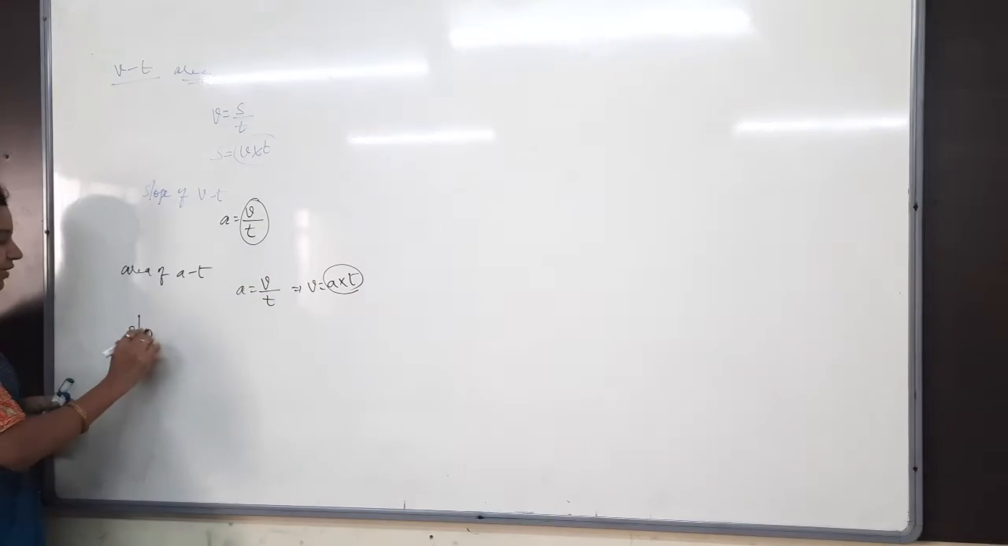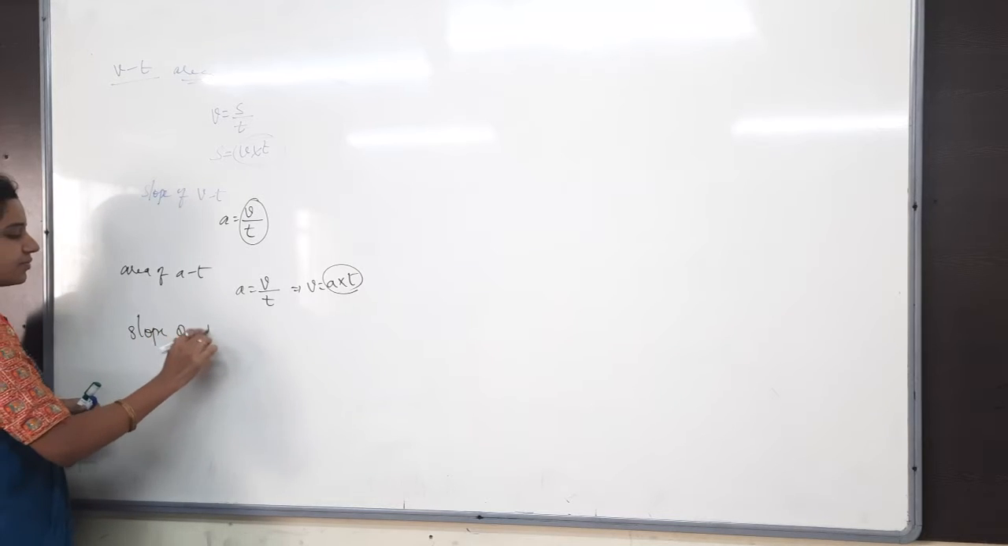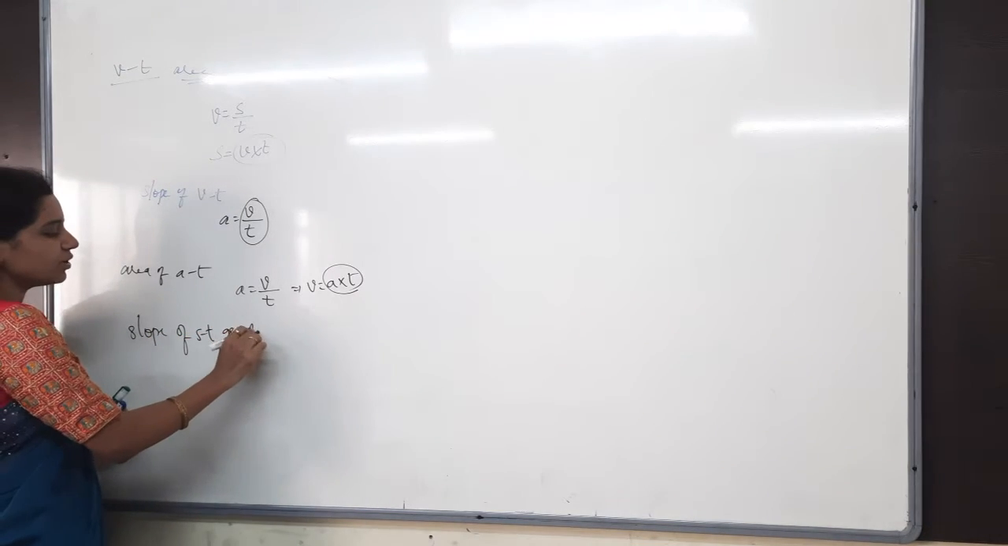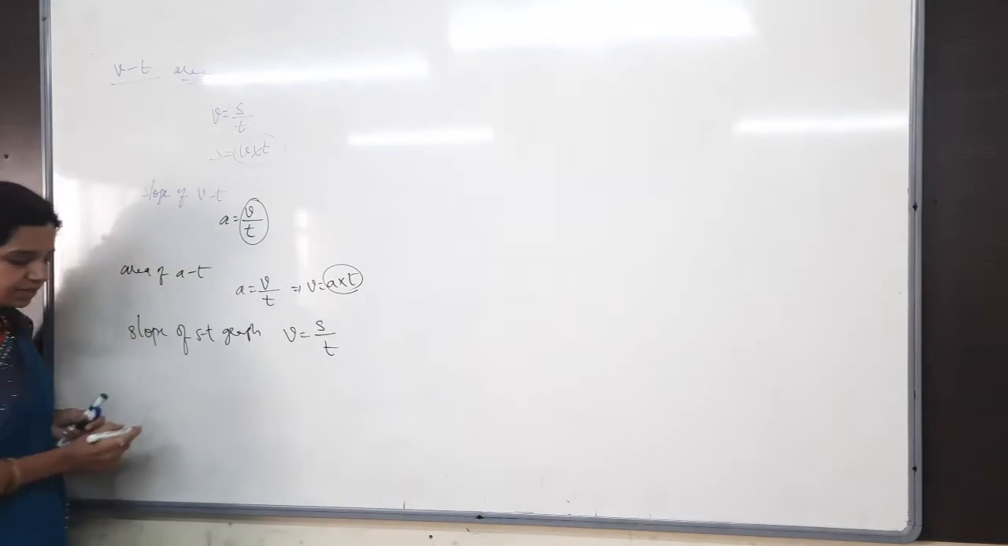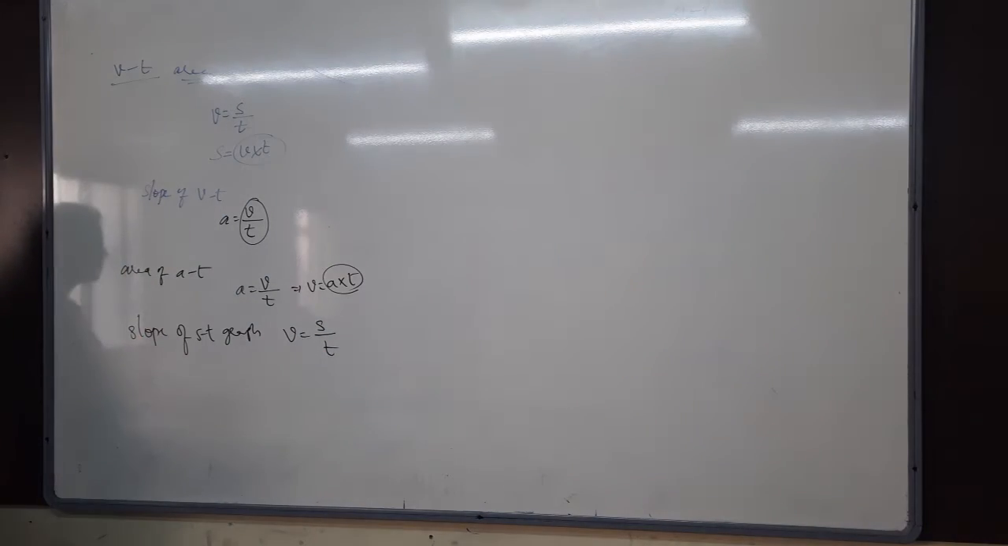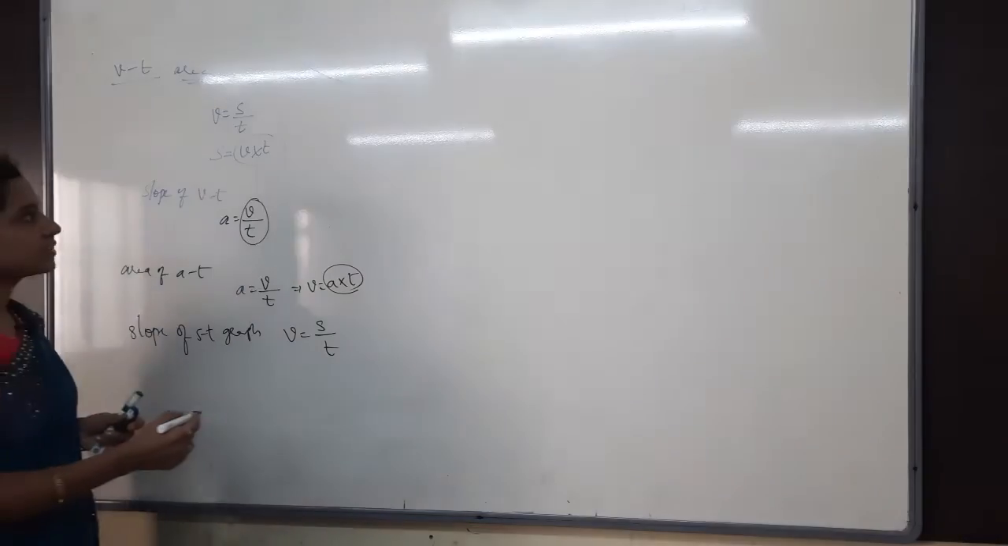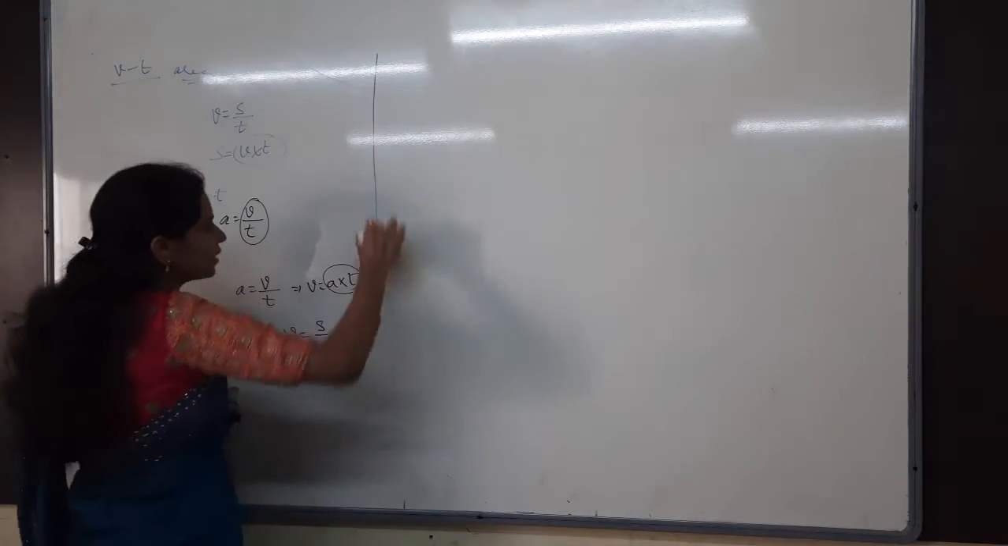Then slope of the ST graph. Slope of the ST graph gives you what? Velocity. Obviously, V is equal to, what is the formula, S by T, which is nothing but you have to get the slope. These are the main concepts we have discussed, and also we have seen so many graphs.